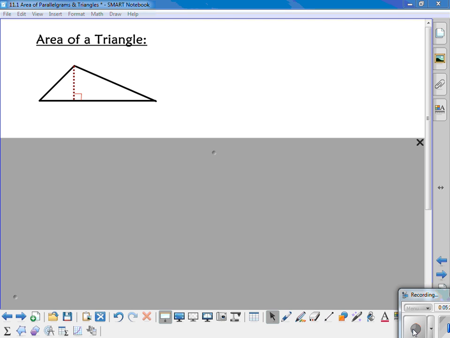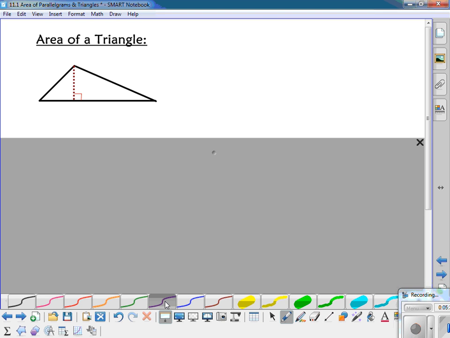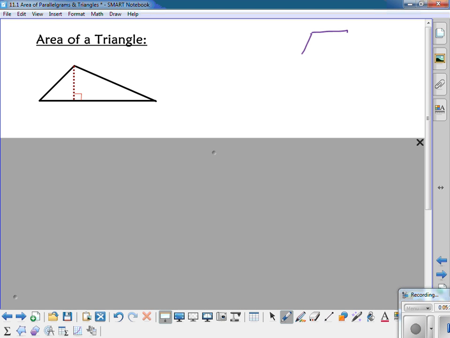So now we have a triangle. Well, suppose I have, off on the side here, a parallelogram. If I cut that parallelogram in half, what do I have? A triangle. So the area of a triangle is just 1/2 of the base times height. Or if you prefer, you can think of it this way, base times height over 2, whichever is easier for you.